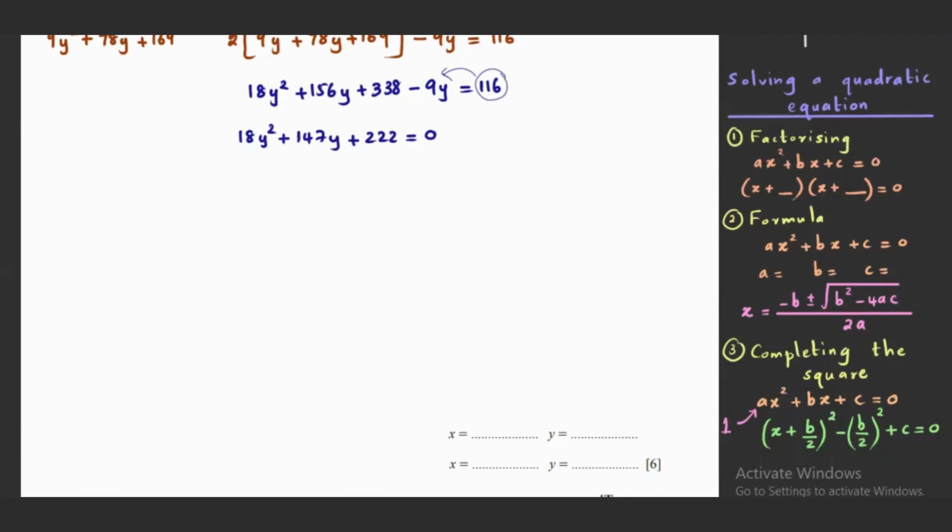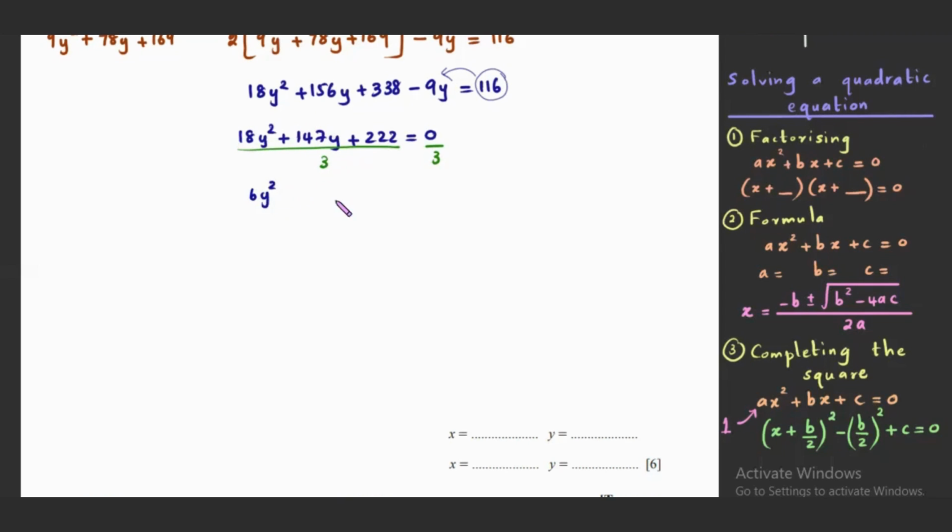But before we do the substitution, I can see all these 3 terms have something in common. That is, they all have 3 in common. So I'm going to divide this entire expression by 3. If I make a change to one side of the equation, I need to make the same change to the other side of the equation as well. So this 18y squared, when I divide it by this 3, I get 6y squared.